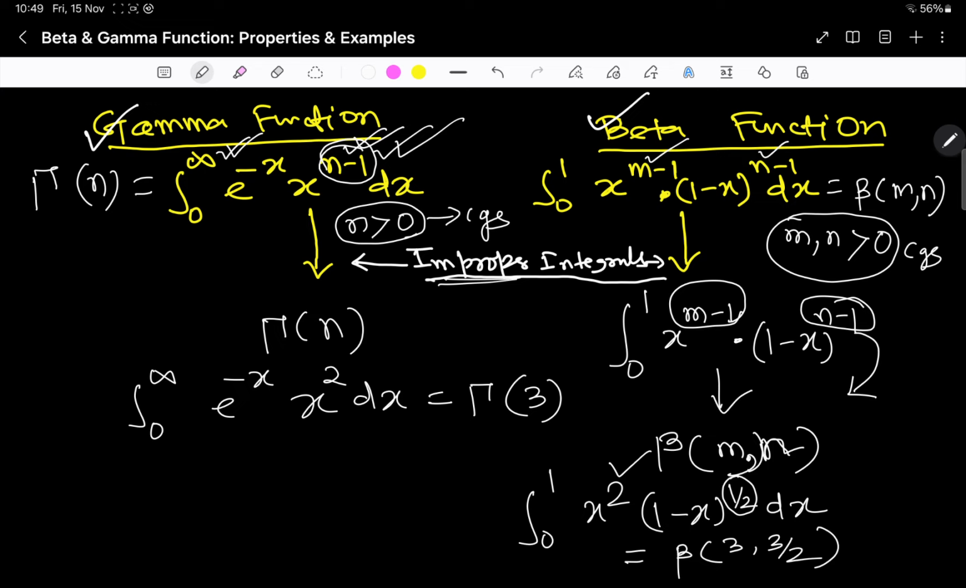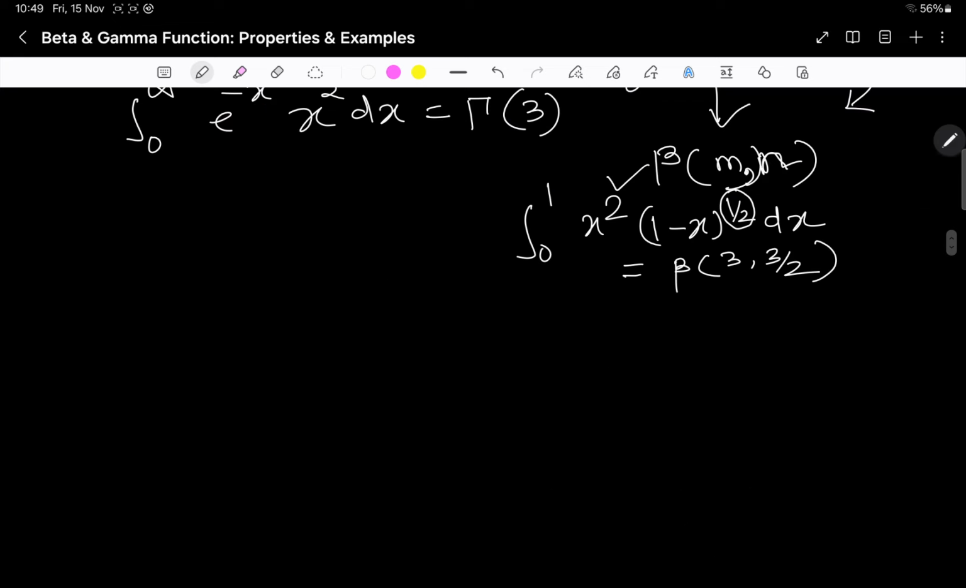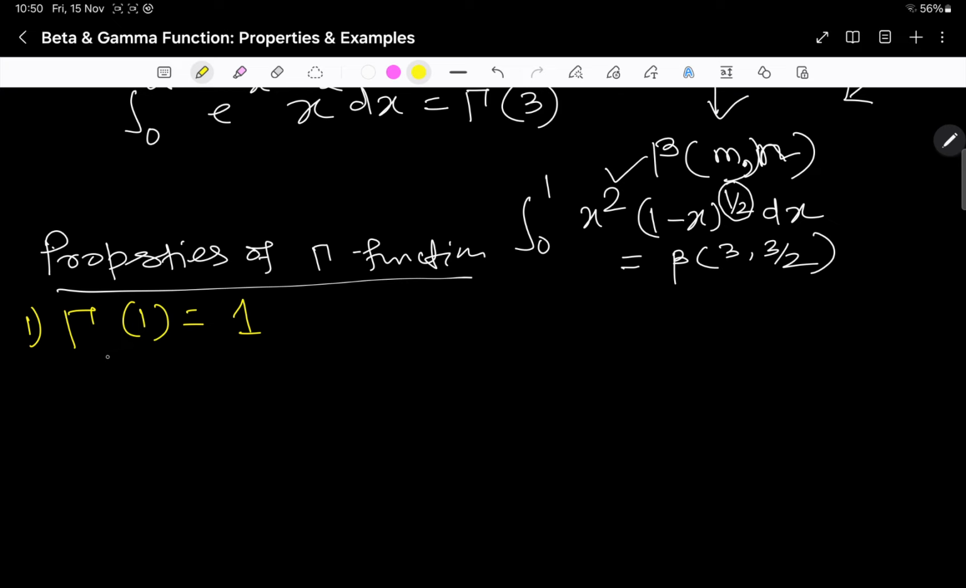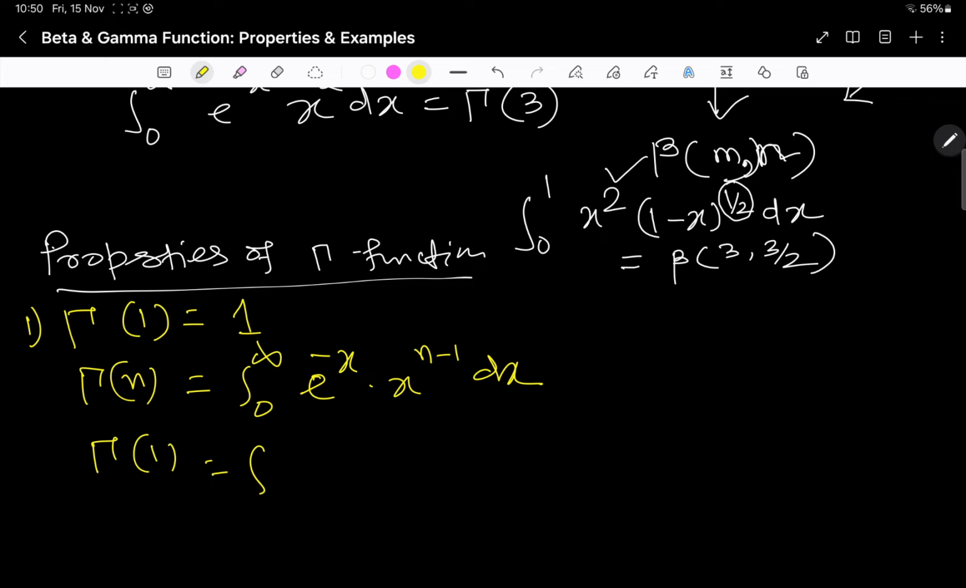Then subsequently we want to correlate this beta function and gamma function. Let us now first discuss the properties of the gamma function. So let us prove gamma of 1 is equal to 1. You know, gamma of n is the integral from 0 to infinity of e to the power minus x, x to the power n minus 1 dx. If you put n equal to 1, then it will be the integral from 0 to infinity of e to the power minus x dx.